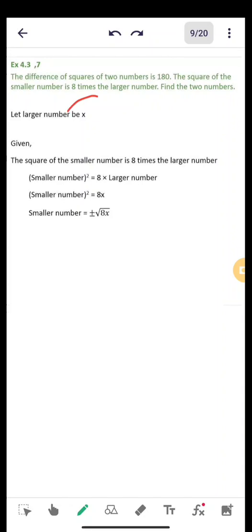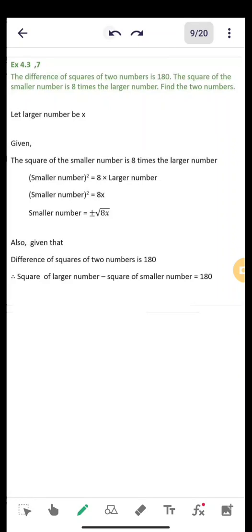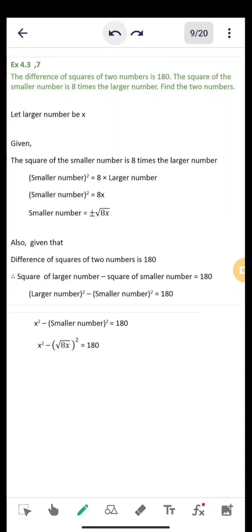So we have got a larger number as x and smaller number as root 8x. These are the two numbers. The difference of the squares of these two numbers means square of the larger number minus square of the smaller number. So x square minus the smaller number, which is root 8x, squared. If you want, you can skip these steps and write directly this one. So x square minus root of 8x whole square is equal to 180.